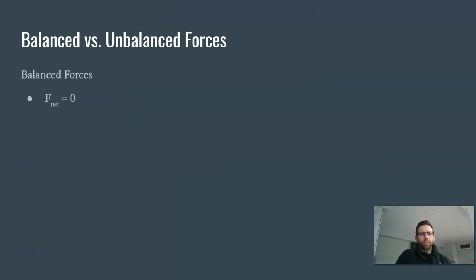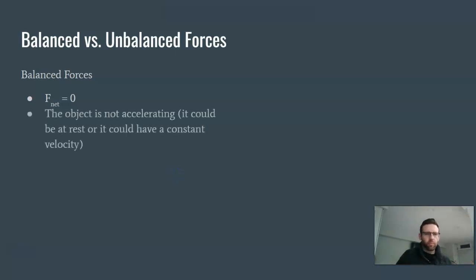All right, so the next topic is balanced and unbalanced forces. When we have balanced forces, that means our net force is zero. You can think about an object being pushed on both sides with equal and opposite forces, then the net force is zero. So the object is not accelerating. It could be at rest or it could have a constant velocity. The key here is that it's not accelerating.